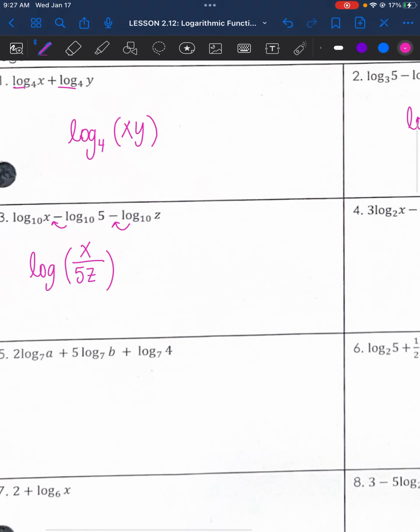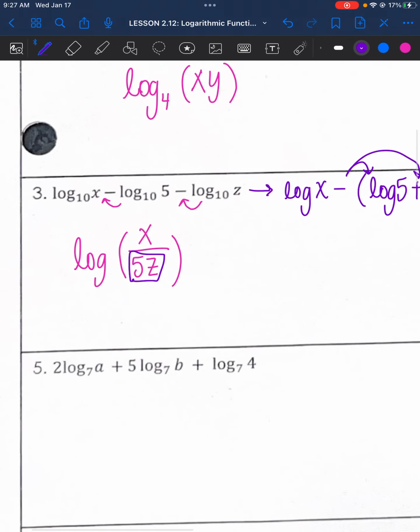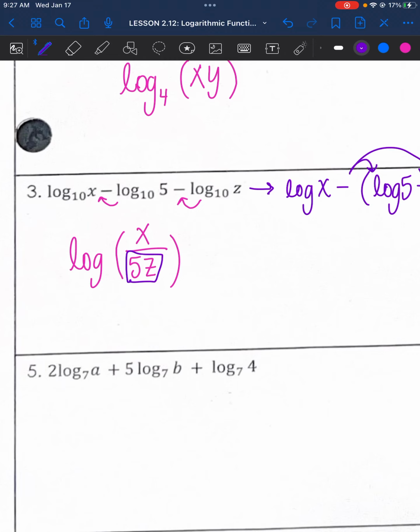And the reason for that is I can rewrite this as log of x minus, and then I can put log of 5 plus log of z in parentheses. Think about if this was distributed. So the log of 5 and the log of z, the 5 and z are getting multiplied by each other, but they're both in the denominator because of that subtraction in the front. So if I have multiple logs, separate out, look in front. If it has a subtraction sign in front of it or a negative in front of it, it goes in the bottom of the fraction.